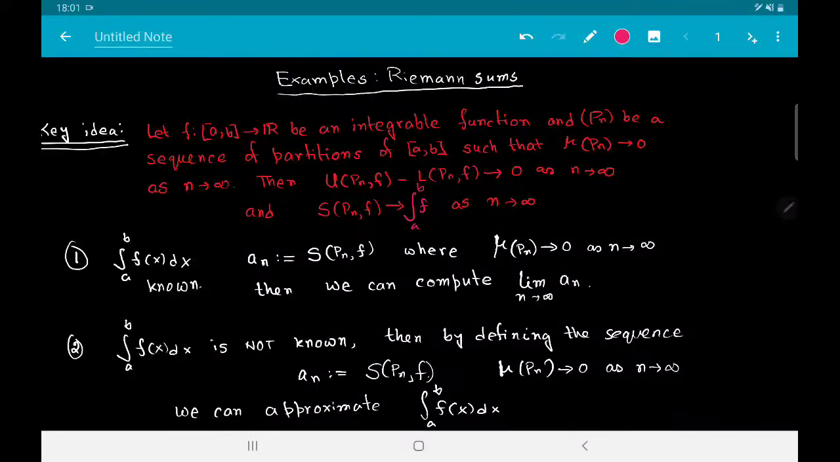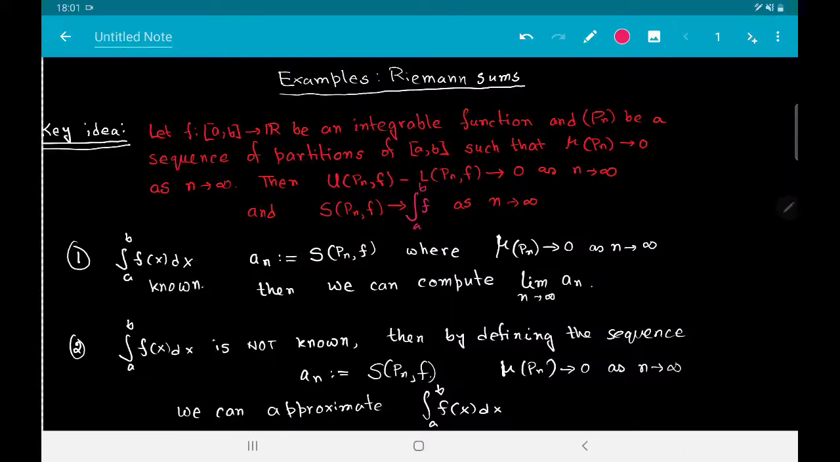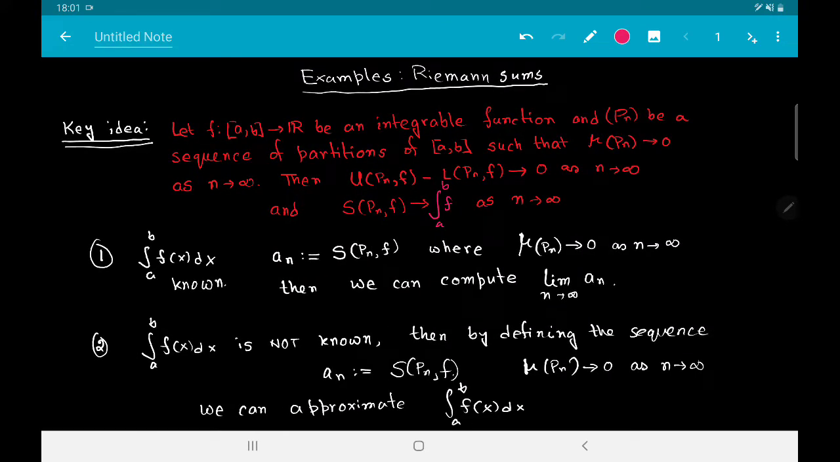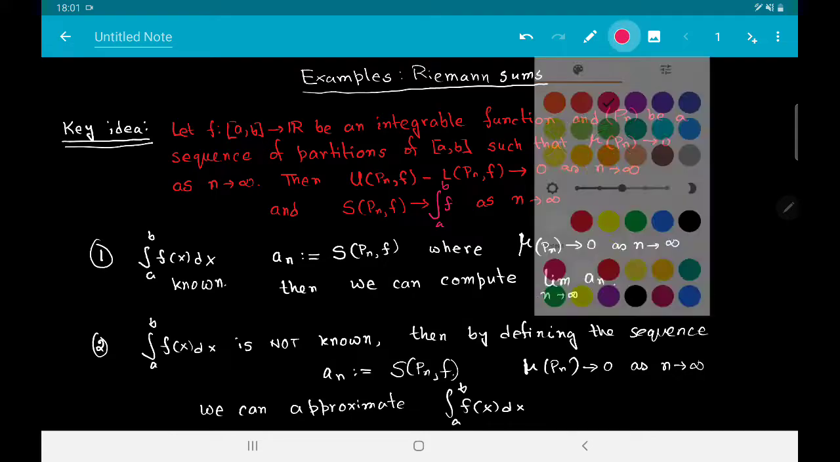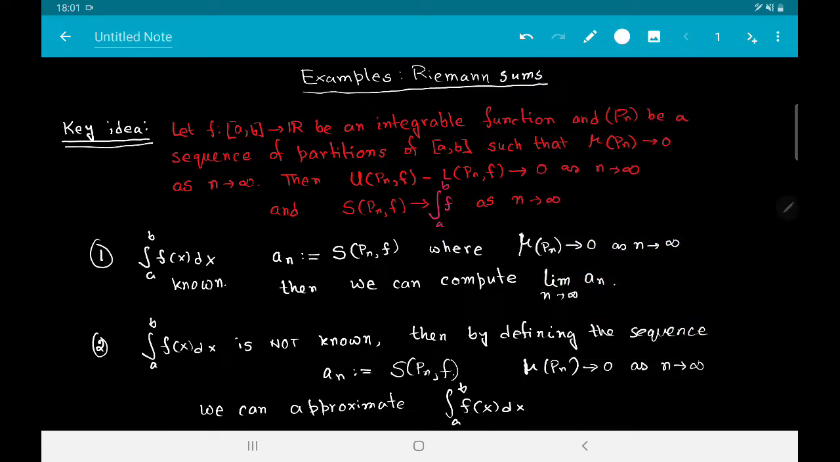In this video, we are going to expand on our knowledge of Riemann sums that we introduced in our previous video by looking at some examples and how the notion of Riemann sums can be used in practice. So the key idea, let us recall it, what we have made use of in defining the Riemann sums and making things work the way we wanted them to work.